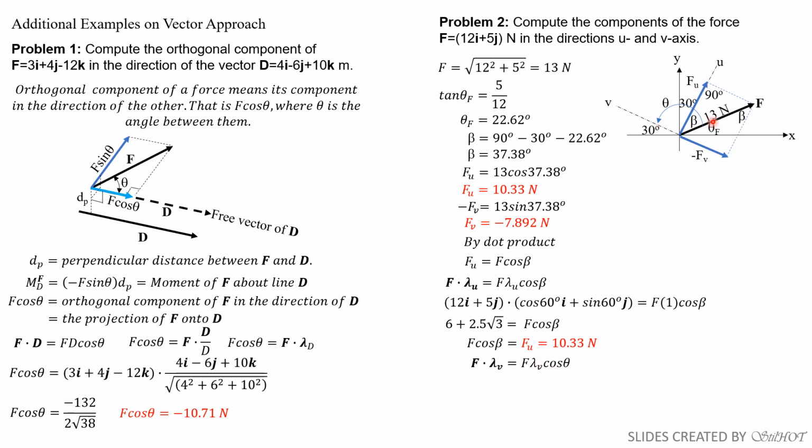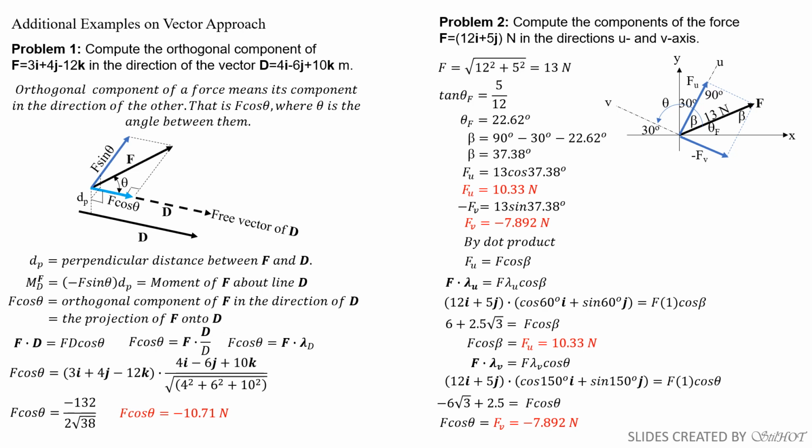So F cosine theta is the component of F in the direction of V, where lambda of V is cosine 150 degrees I plus sine 150 degrees J. Substituting, 12 times cosine 150 equals negative 6 square root of 3, and 5 times sine 150 is 2.5, and that equals F cosine theta, or the component of F in the direction of V, or simply FV. So it is negative 7.892.